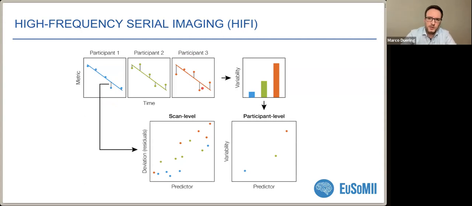And we can look at this in two ways. One is at the participant level, the variability, so participant 1 would have a low variability, 2 would be medium, and 3 would really have a high variability. And then we can identify predictors for this variability. You could imagine that, for example, age or disease severity might be a predictor for higher variability on the participant level. And then we can look at scan levels, so these deviations from the ideal point, or basically residuals from the linear fit. And again, find predictors, for example, motion in the scan or certain artifacts that do not occur on the participant level, but only on the scan level. So this allows us to dive deeper into technical validation and find predictors for variability.